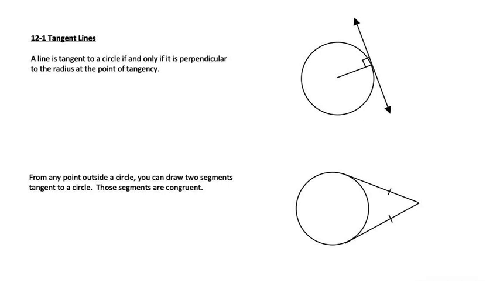In the second diagram, this rule is illustrated. From any point outside a circle, you can draw two segments tangent to a circle, and those segments are congruent.